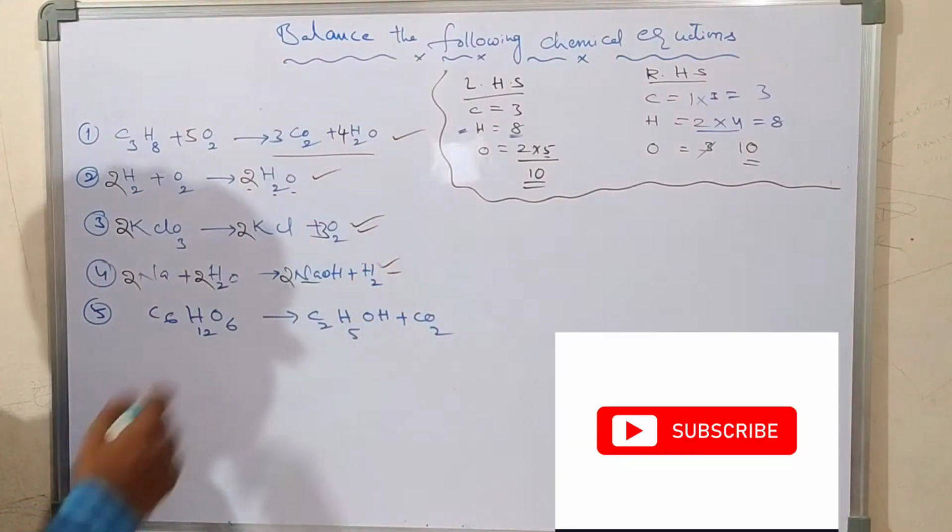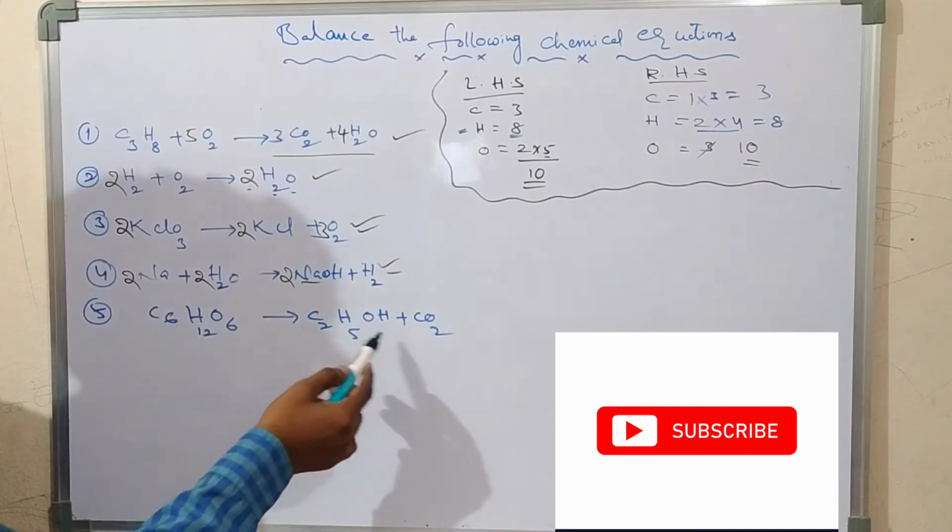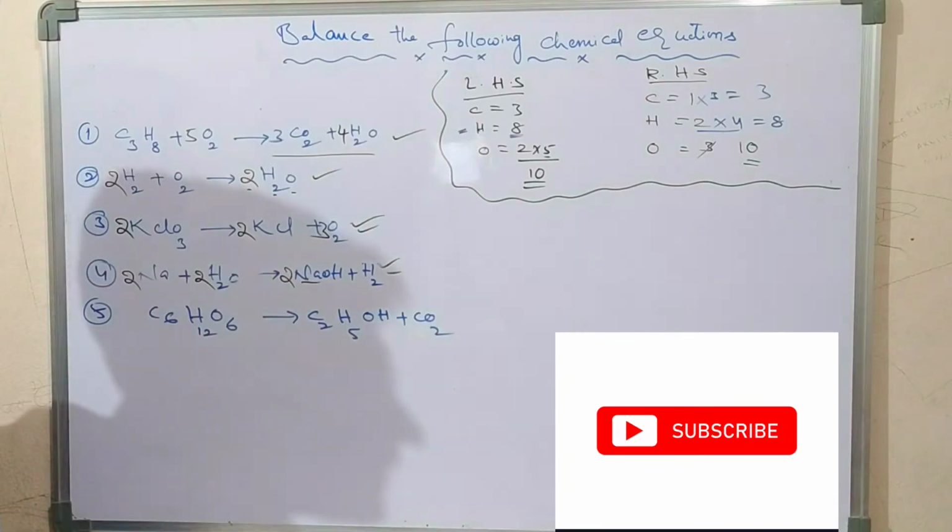Okay, last one: C6H12O6. It gives what? Ethyl alcohol and carbon dioxide.